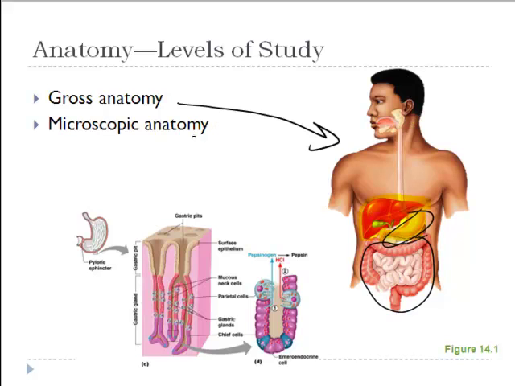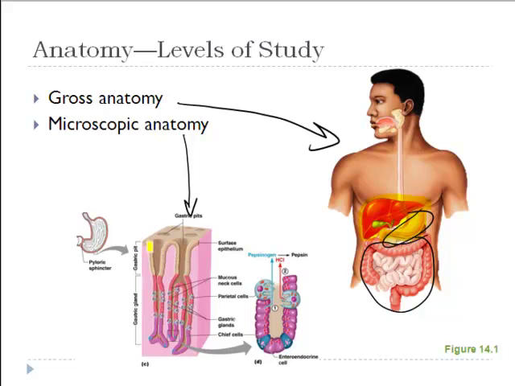We also have what's called the microscopic anatomy. The microscopic anatomy, we're looking at things that can't be seen with the naked eye. This is where you'll need a microscope in order to see these things. And this is also an important part of anatomy. In this case, we have the cells. So this is looking at the microscopic anatomy of the stomach, which is part of the digestive system.